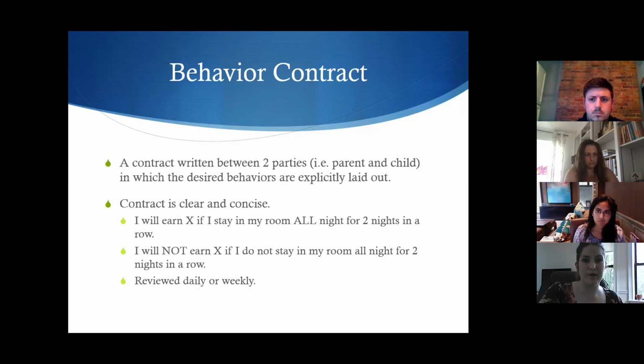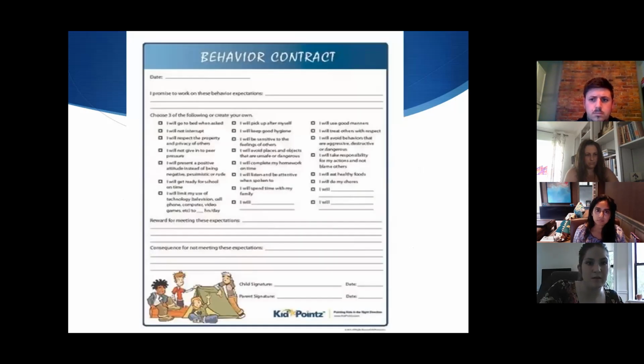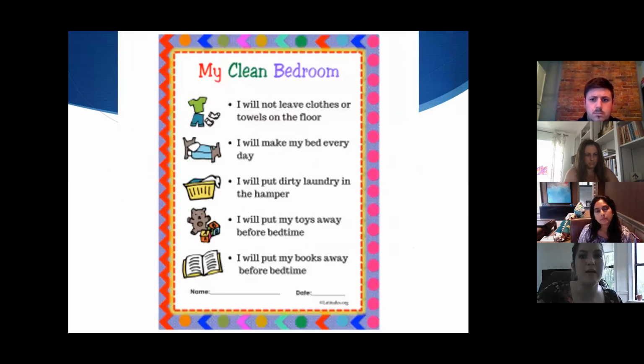This is an example of a behavior contract. This is a better one. This is clearer, I think. A behavior contract for having a clean bedroom. This can be modified for sleep hygiene, but essentially just 1, 2, 3, 4, 5 goals. I'll make my bed every day. I won't leave clothes on the floor, things like that. The child will sign, and then by following through, they can earn access to a preferred item or activity.